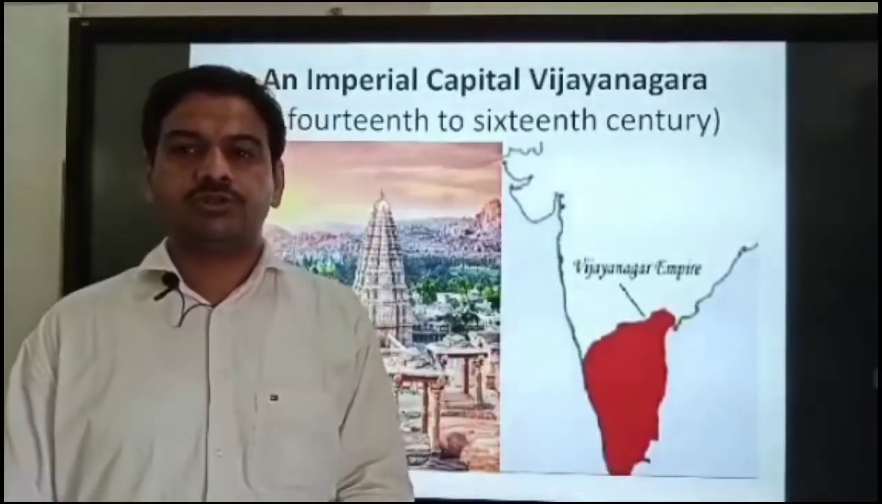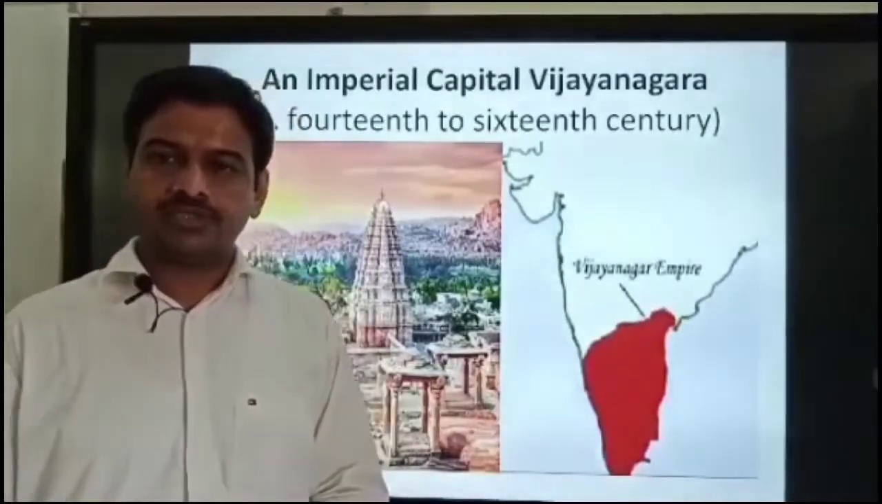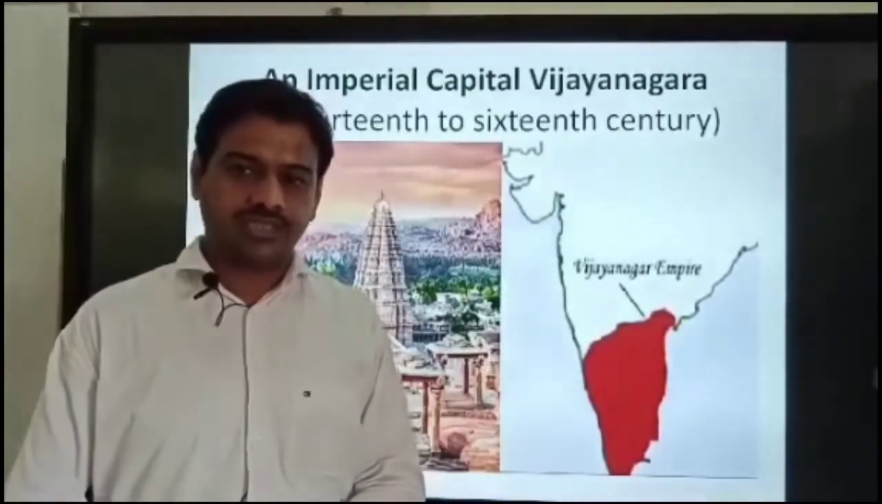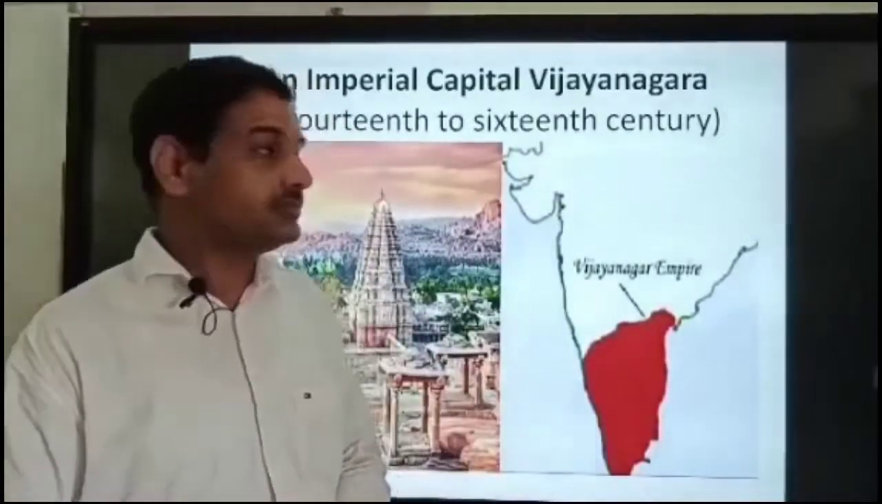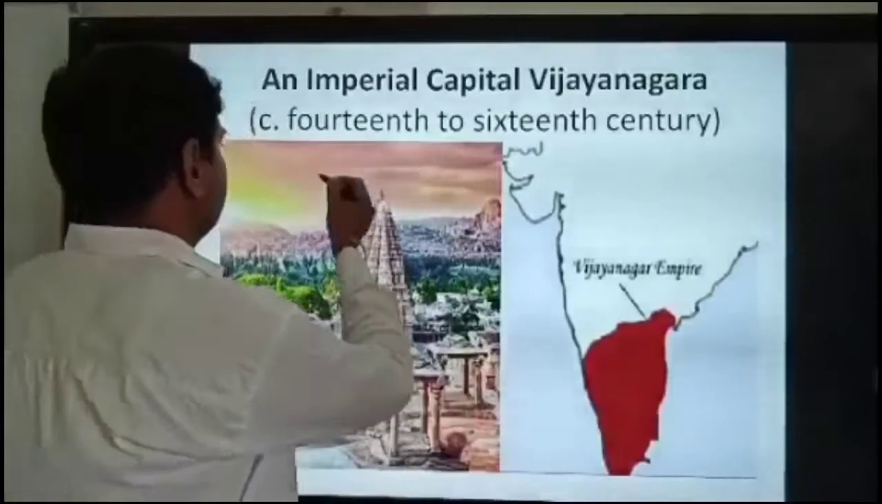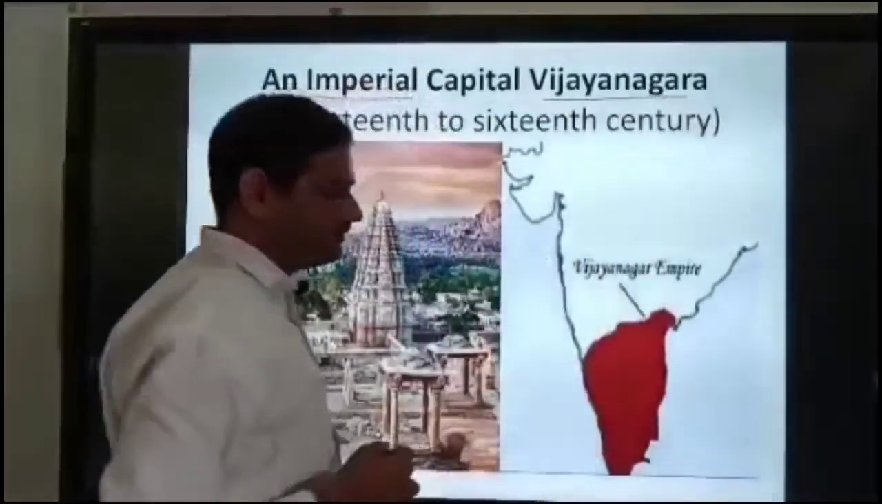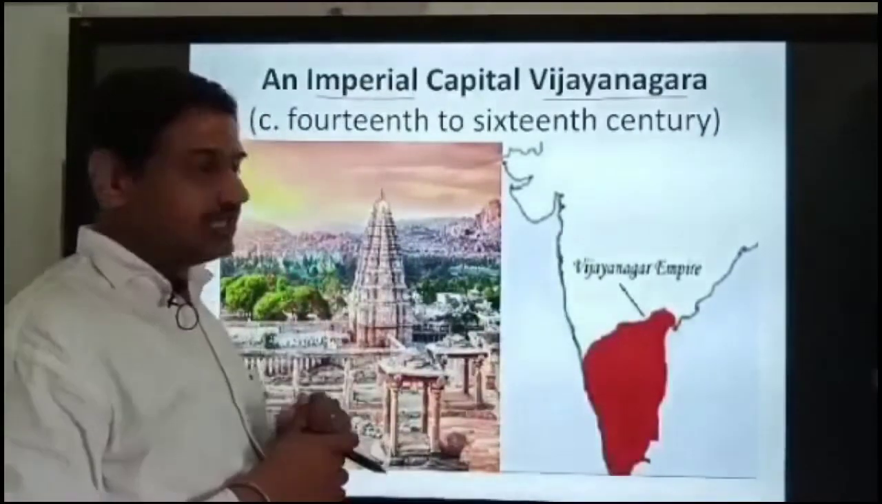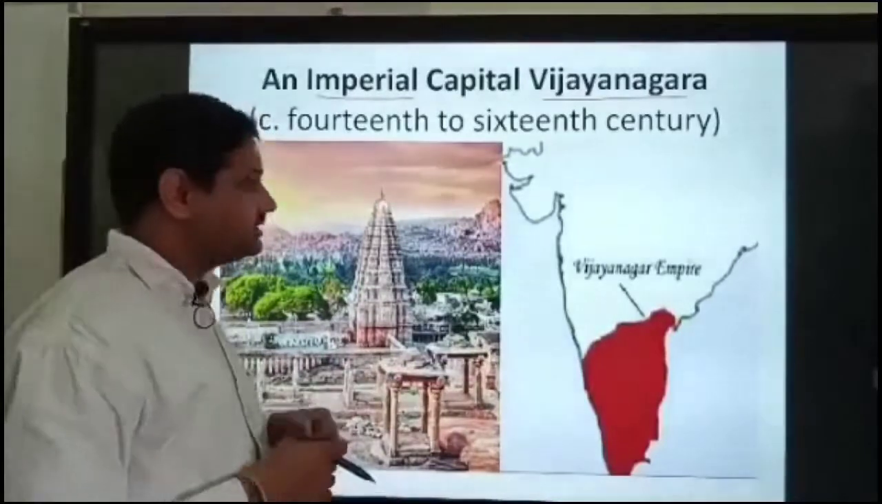Children, today we'll start a new topic and a new chapter, that is chapter 7 of history book 2nd, and it is about the medieval history of South India. So the chapter is the imperial capital, that is Vijayanagara. You must have read it in the 7th class also, so we will read in detail in this class.